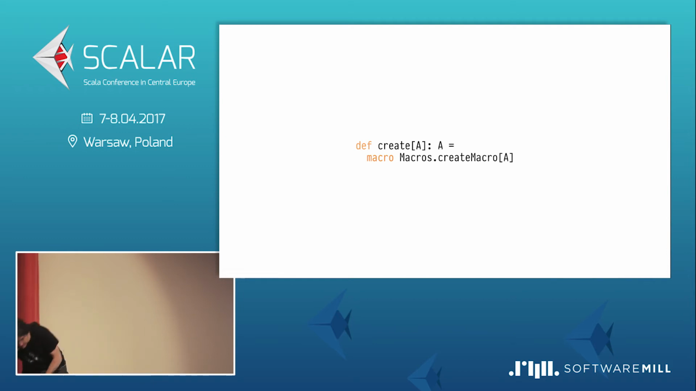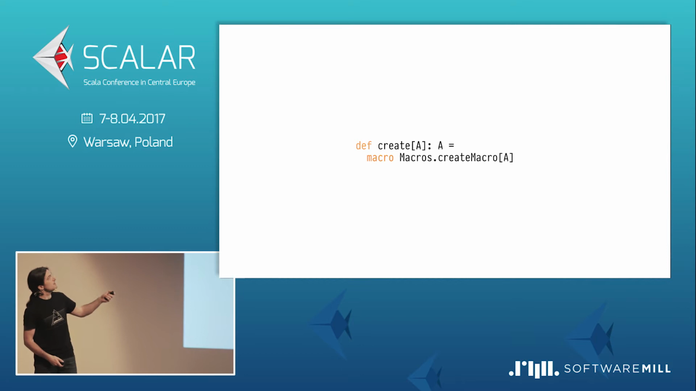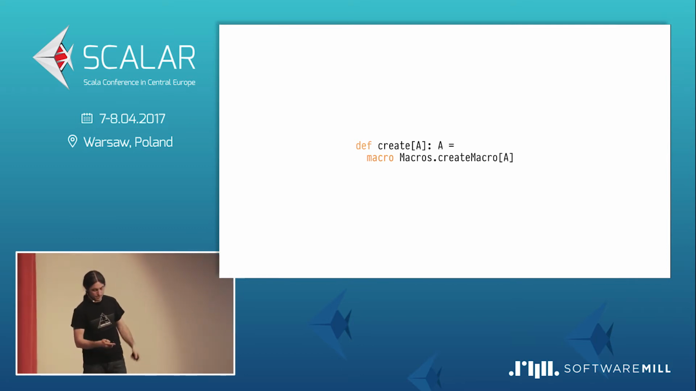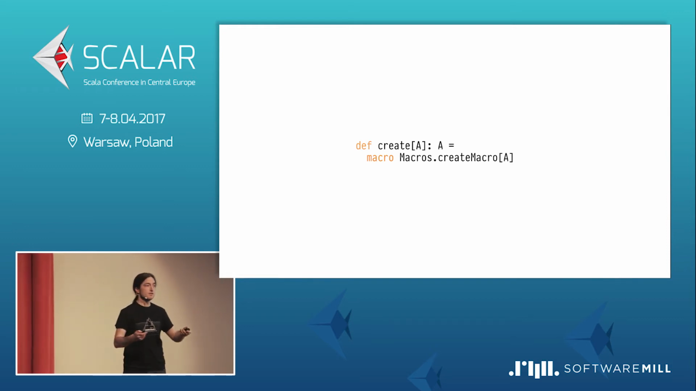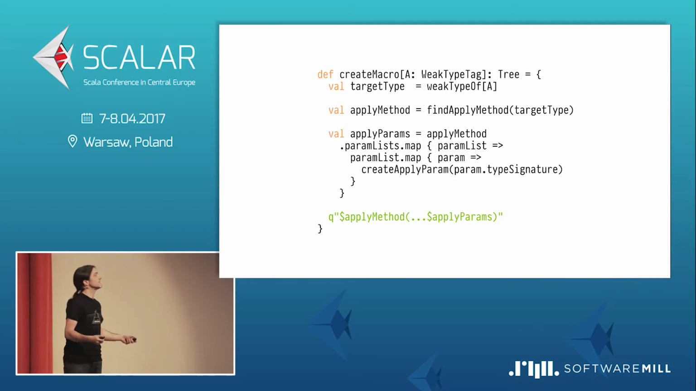But the idea is we would do something like this. We can implement our method using a macro. So here we've got create, it's going to return a value of A, and we're going to implement it using this macro. Whereas methods in Scala are to do with returning values and having types, macros are to do with returning expressions that produce values. So they're dealing with syntax. So here's the macro. That's a lot of code for a slide, but I'll sort of walk you through it.